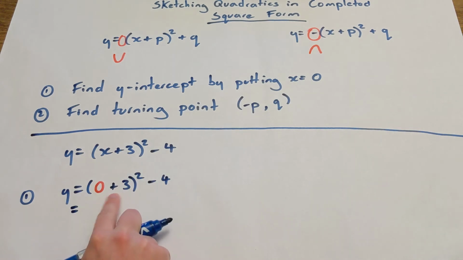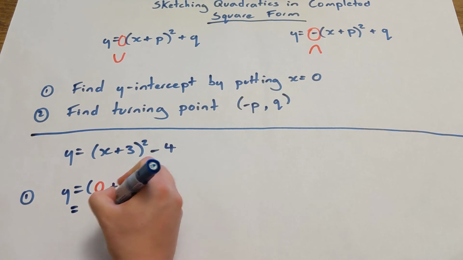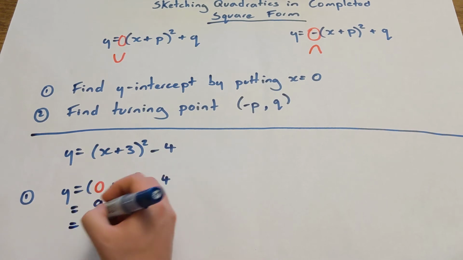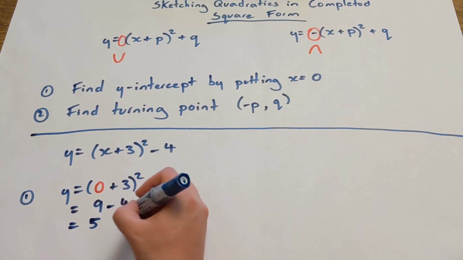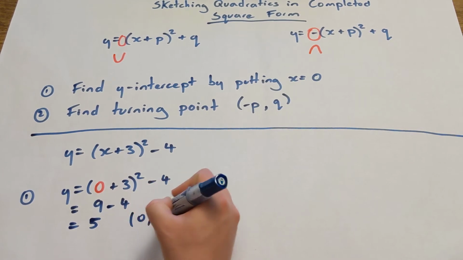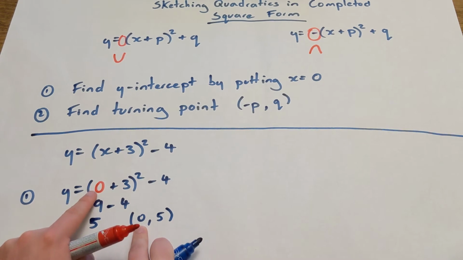0 plus 3 is 3, and 3 squared is 9. So it gives me 9 take away 4. That gives me 5. Okay, so it's crossing the y-axis at 5. We could write that as a coordinate. It's (0, 5). We know x is 0 because that's what we put in here.